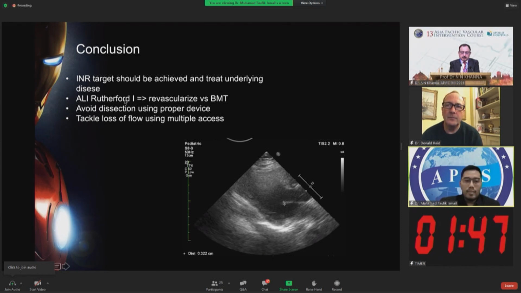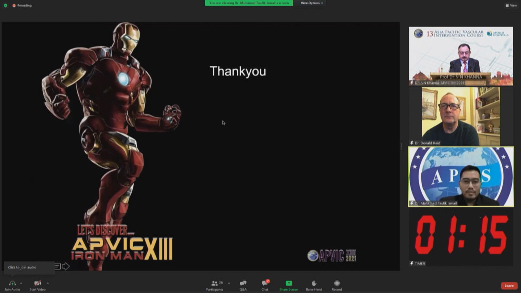And I think we have to avoid dissection using a proper device, like a knuckle glide wire, even if the thrombus is soft or not a chronic total occlusion, to avoid dissection. And to tackle loss of flow or collateral, using multiple access can be done, like pedal access or femoral access, or if needed, we can call our surgeon. Thank you.